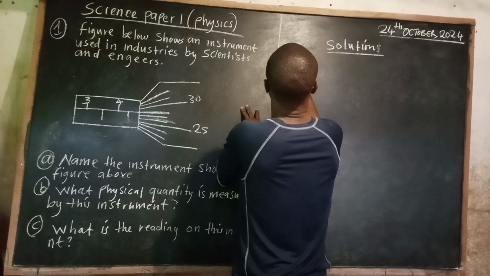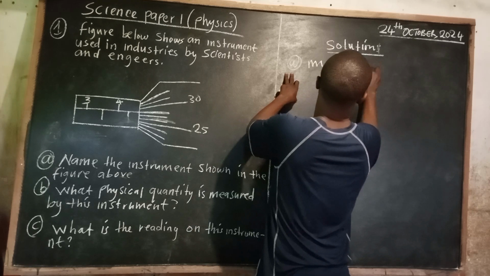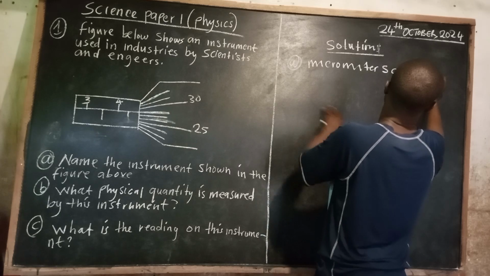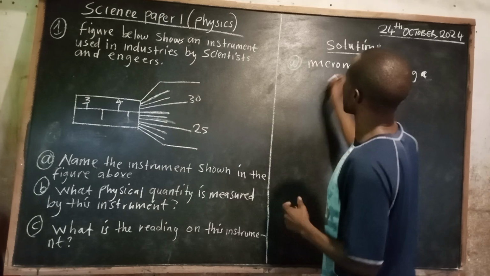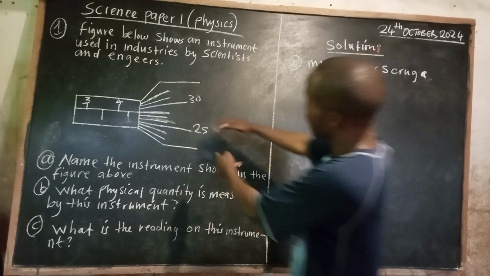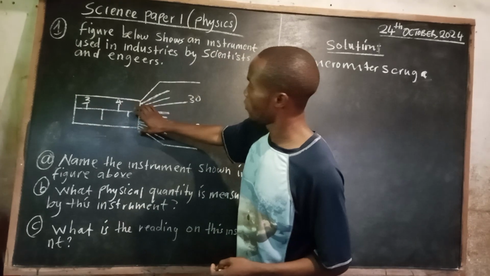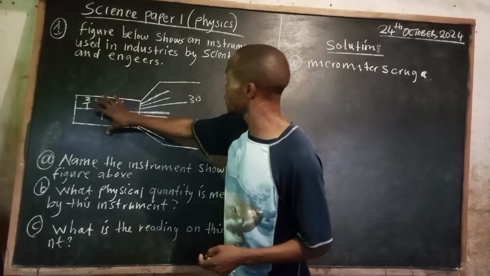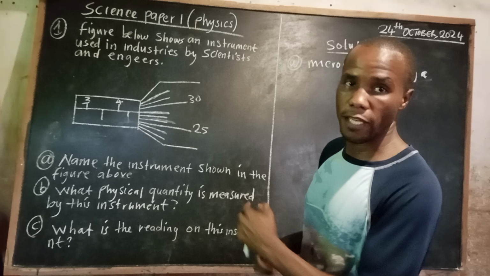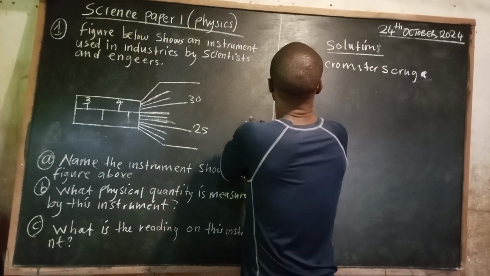So this instrument is called a micrometer screw gauge. The micrometer screw gauge has 2 scales. The movable one, which is the thimble scale, this one, and then we also have the sleeve scale, which is the fixed scale. So once you see this, just know that this is the micrometer screw gauge. Don't forget, this is an examination question, so this is how the exam comes. Now we go to the next one.